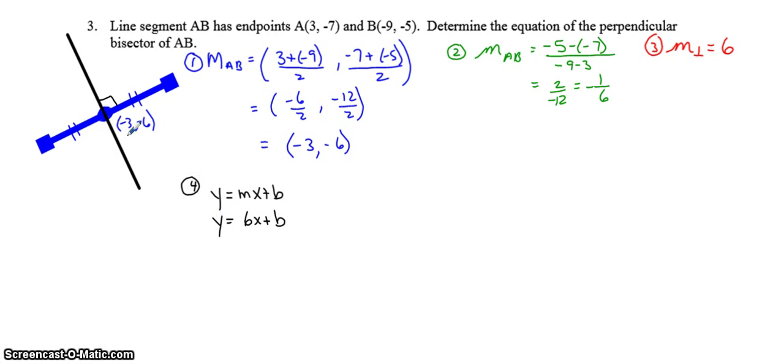So we're going to substitute this in for x and this in for y so that we can solve for the y-intercept. So the y is equal to -6, the slope is 6, the x is -3, and we're going to solve that for b. 6 times -3 is -18, and if you add 18 to both sides, that is equal to 12. So the equation of our perpendicular bisector is y equals 6x plus 12.